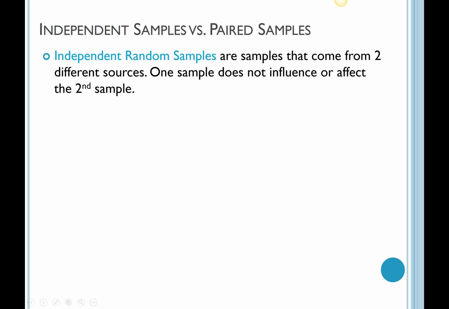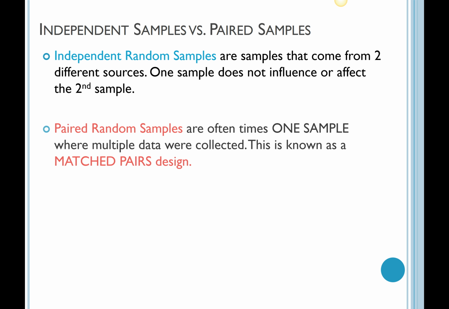All right, so let's first define it. Independent random samples are samples that come from two different sources. So one sample does not influence or affect the second sample. So independent random samples come from two different sources. It could be from maybe two different time periods, two different classes. It could be anything similar to that. So you're just going to make sure that one sample has no effect or influence on that second sample.